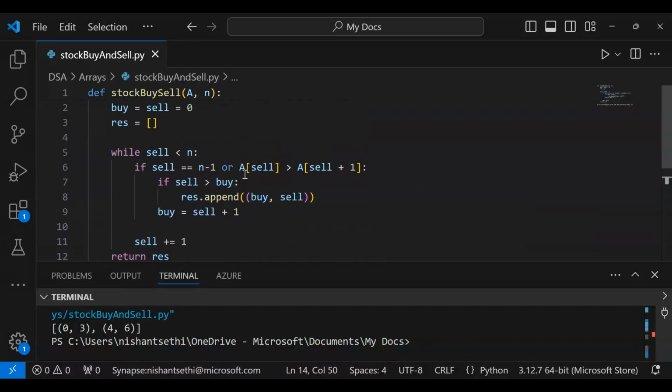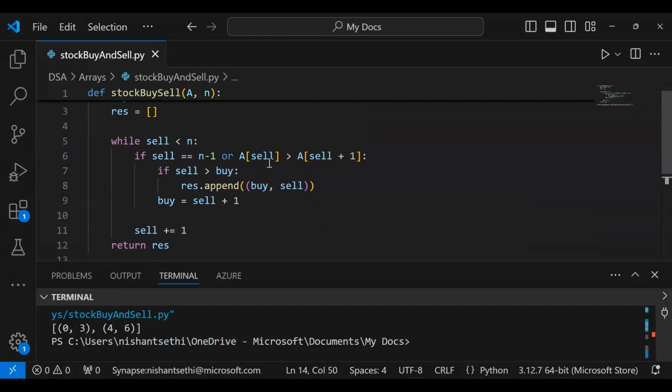And talking about the space complexity, since we did not use any extra space over here, it is going to be order of 1. It will be constant space. And talking about the time complexity, we are just iterating over the entire array once, and we are not doing anything else. So it will be order of n. It will be linear time. So the time complexity will be order of n, and the space complexity will be order of 1, right?